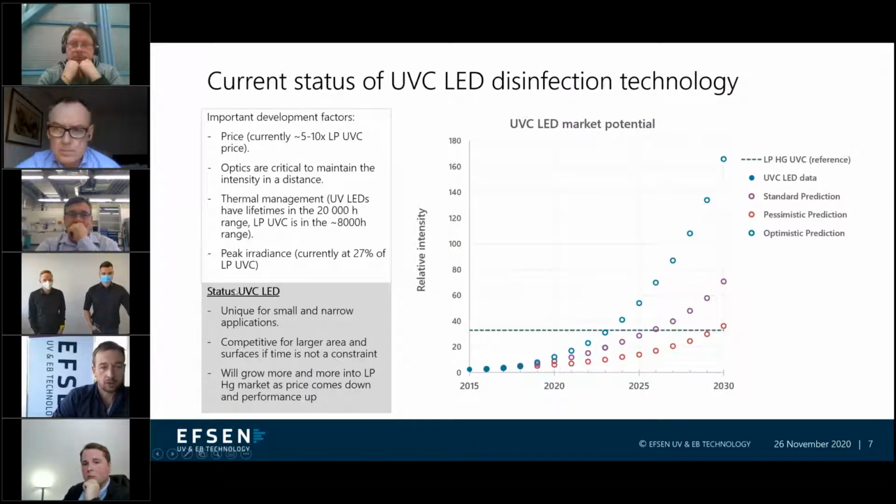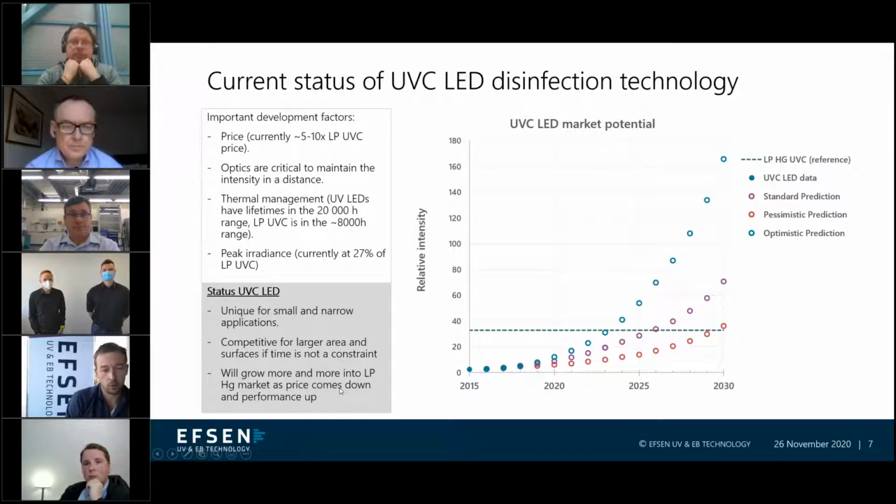This one also, I'll bring the attention just to the status, what we see right now. LED UVCs are unique for small and narrow applications. It is the only solution. It is also currently competitive, as we saw from Lumitronics, for large area surfaces where time is not a constraint. So if you have overnight for disinfection, LEDs might be the solution, but if you have to do it very fast, in 5-10 minutes between the use of rooms, low pressure will still be the preferable one.